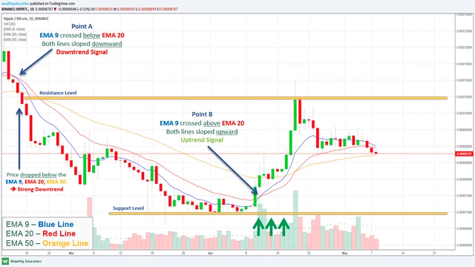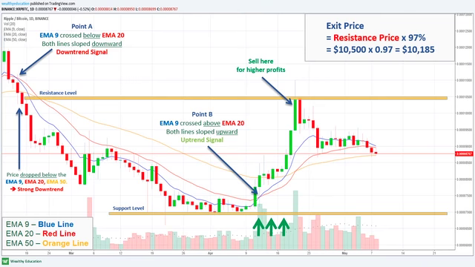And because there was a resistance at 10,500 Satoshi, what I would do in this case is to sell my coins at around 10,200 Satoshi, or 3% below that resistance level. The price started to drop when it failed to break up through the resistance zone, so we could guess that the trend would reverse soon.